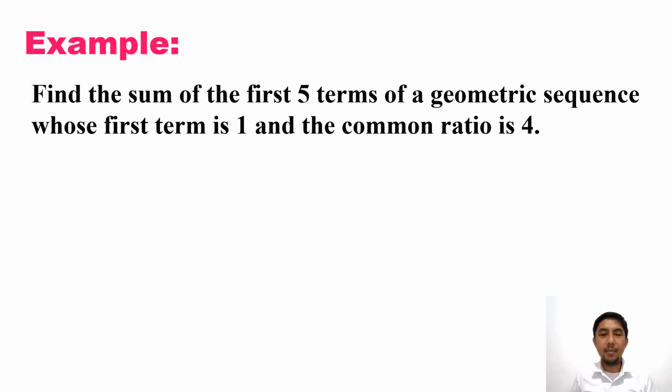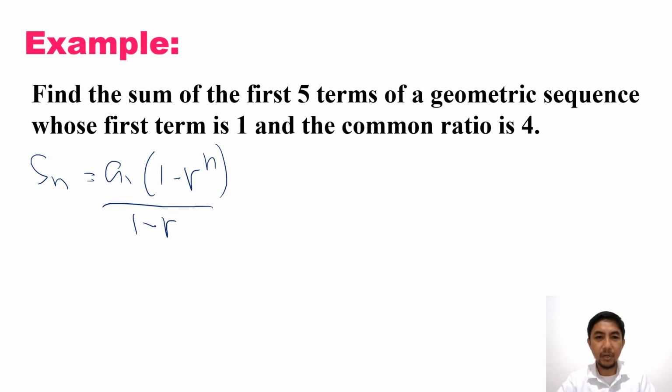Alright, so next example: find the sum of the first 5 terms of a geometric sequence whose first term is 1 and the common ratio is 4. Now using the formula again, S of n equals a sub 1 times 1 minus r raised to n divided by 1 minus r. Now we need to find the value of a sub 1. The first term is 1.